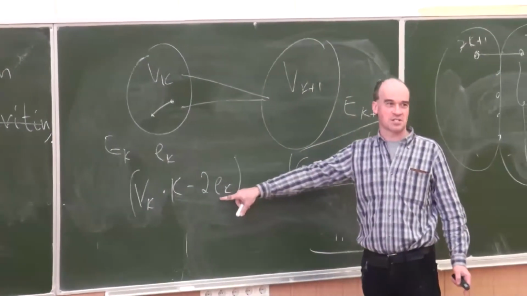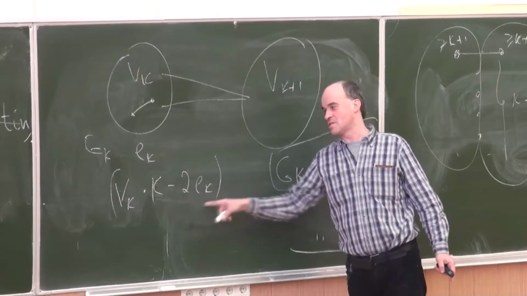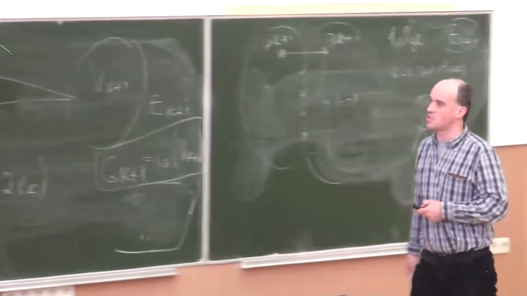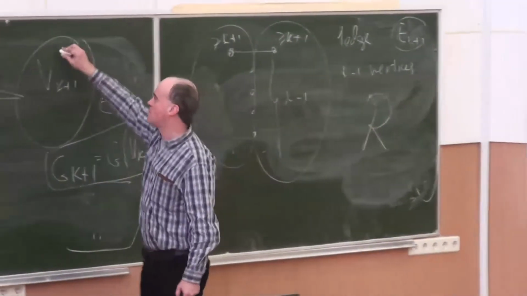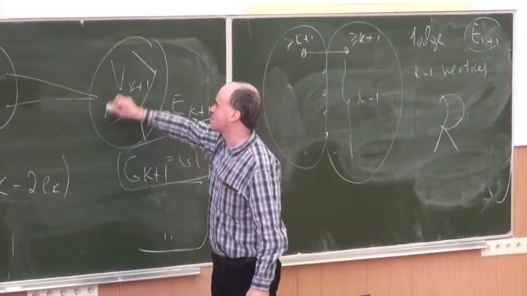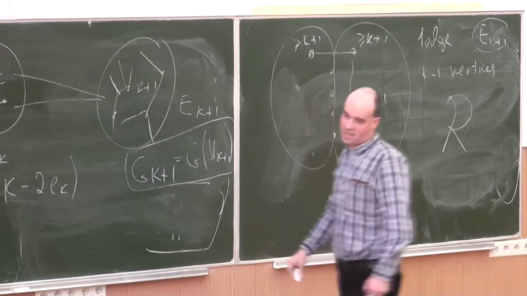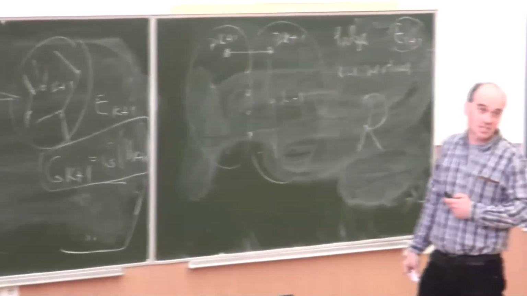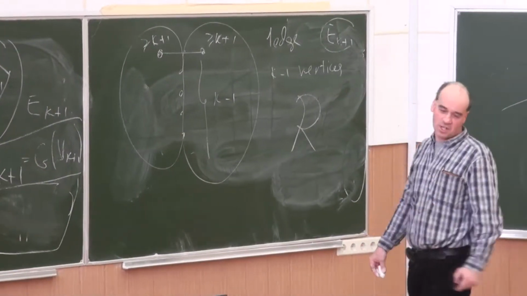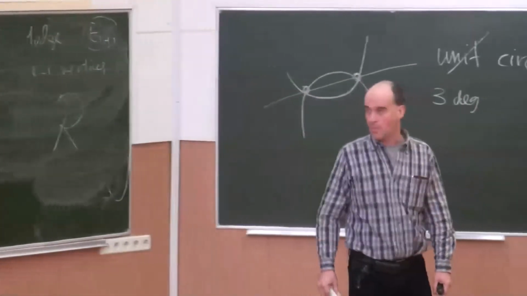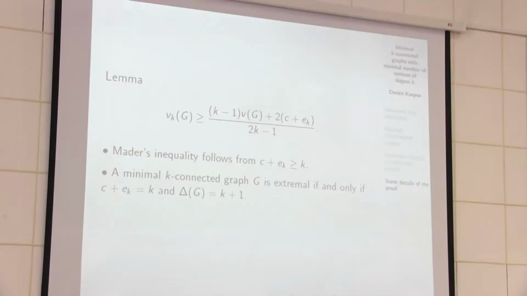because this number of edges is edges between these vertices, yes? And here the graph inside this set is a collection of C trees. So this additional constant appears. The mother's inequality follows from this lemma.